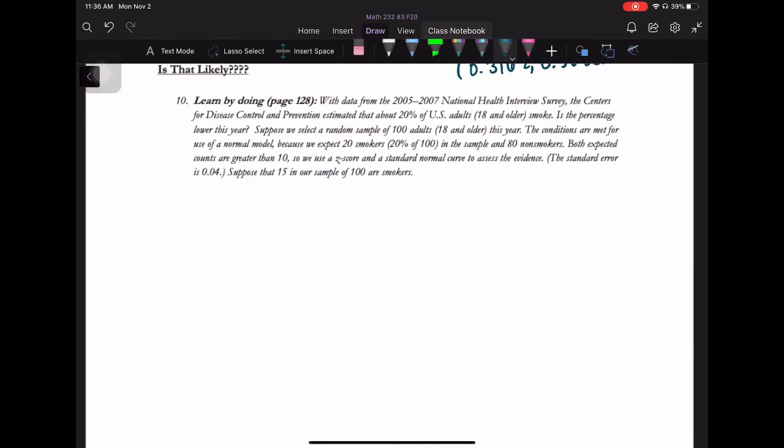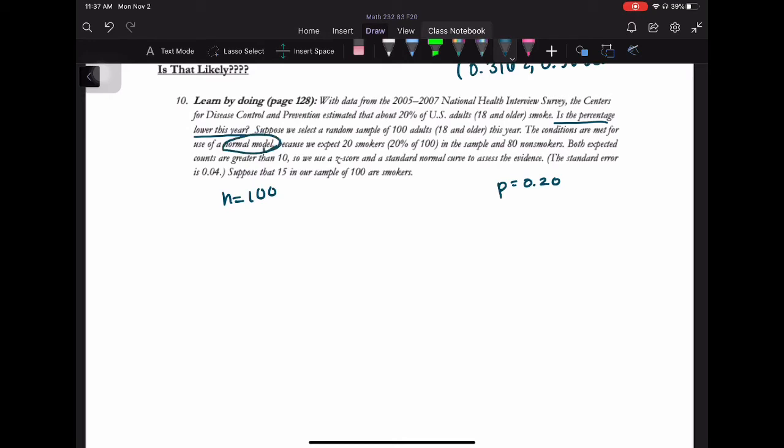Okay, well, what about the Learn by Doing on page 28 that asks whether something's likely or not? What we want to know is, is the percentage lower this year? This is the question that we're answering. So with the data, they claim that an estimated 20% smoke. The population has a value of 20%, and they want to know whether it's lower this year. We select a random sample of 100 adults, 18 or older.